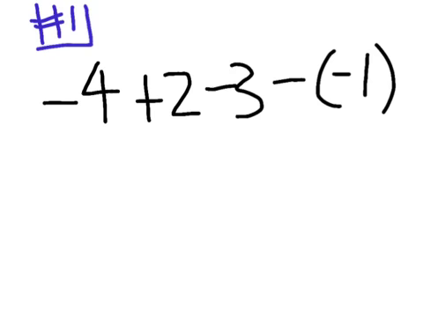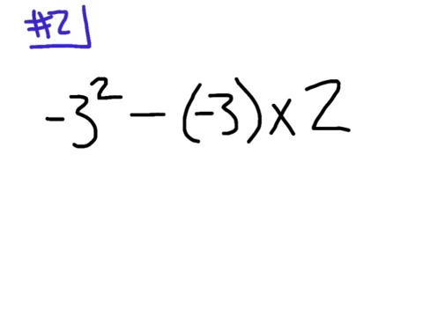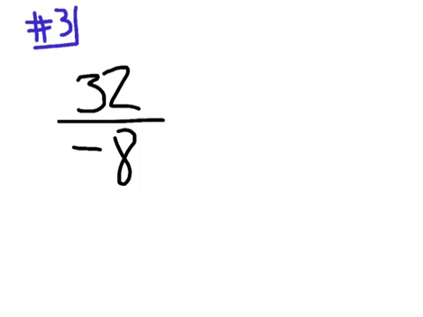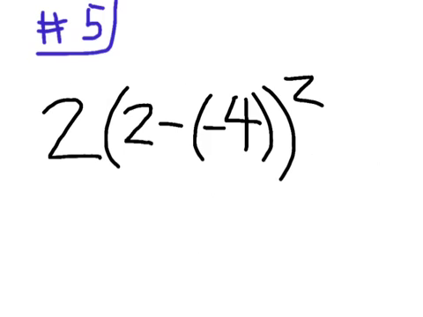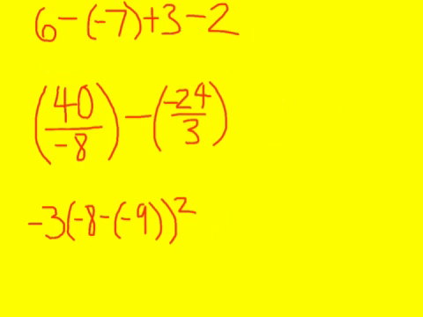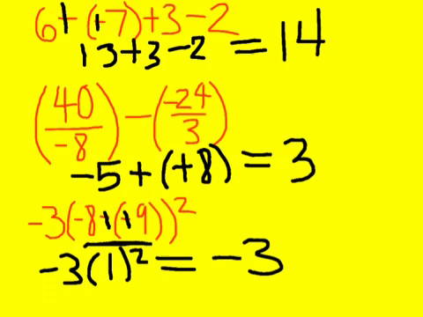Time for speed problems. Number 1. Answer for that one was negative 4. Number 2. Answer to that one was negative 3. Number 3. Answer to that was negative 4. Number 4. Answer to this one was 0. Number 5. Answer to that one was 72. If we get to them, guys.